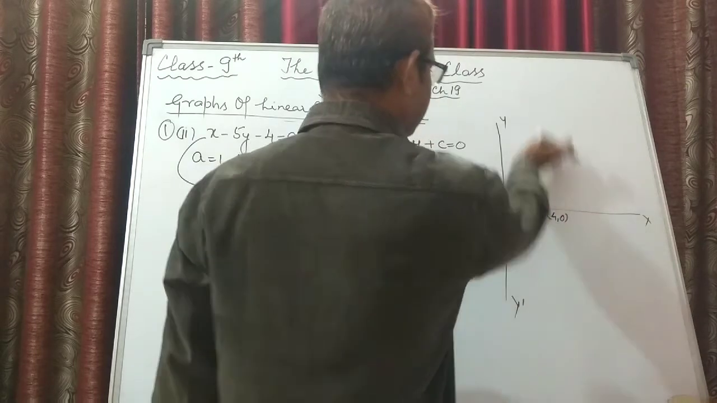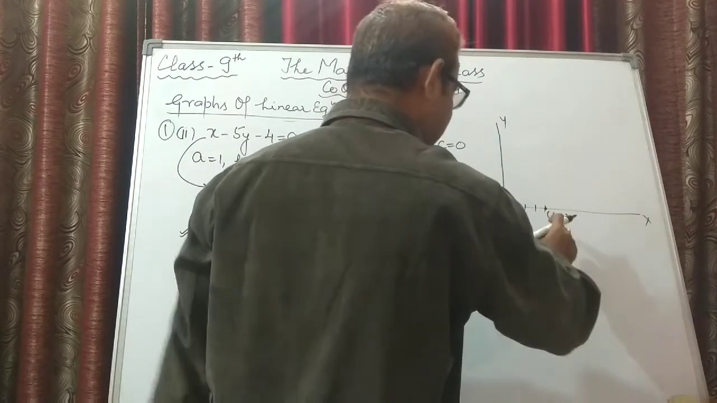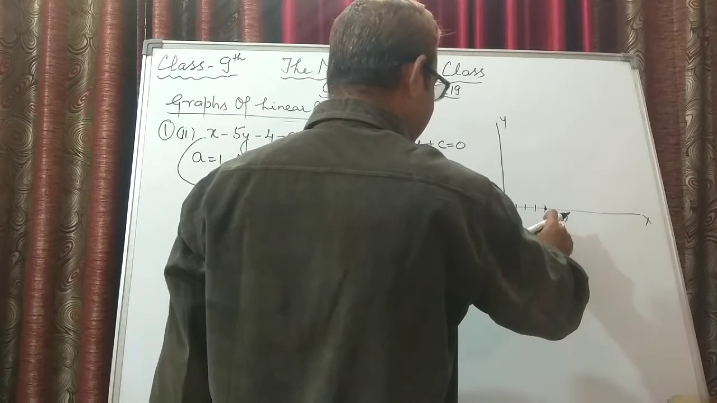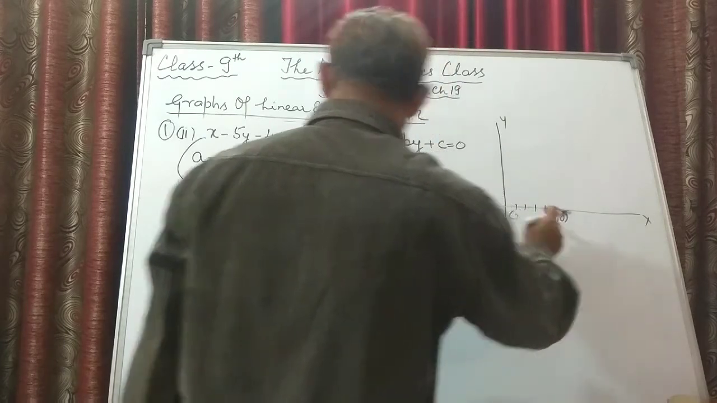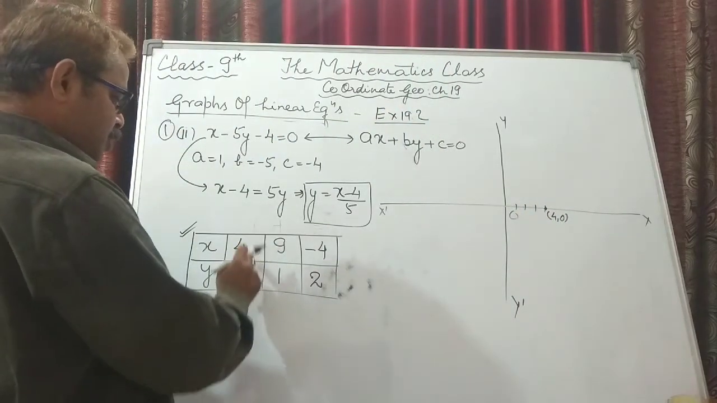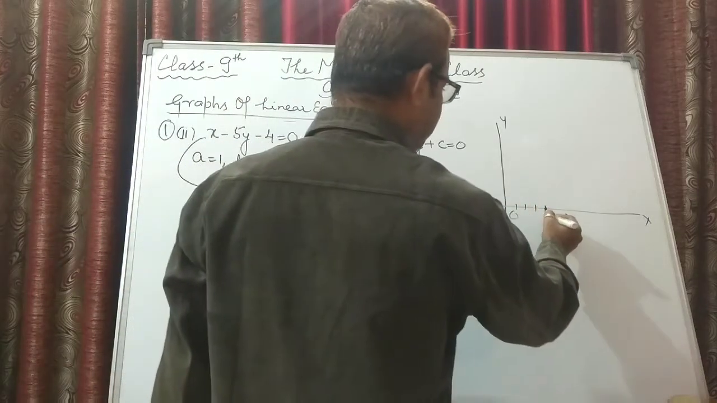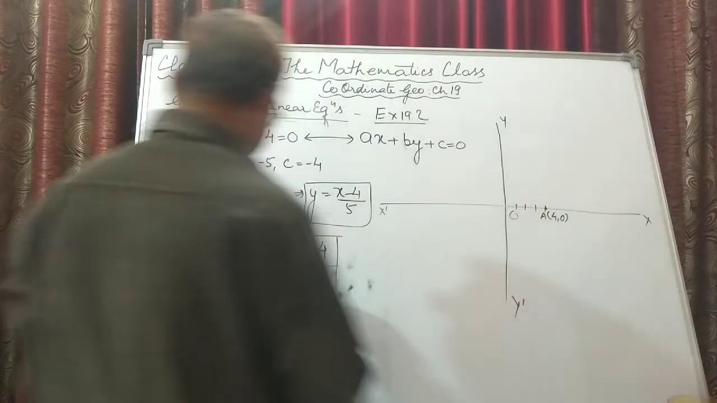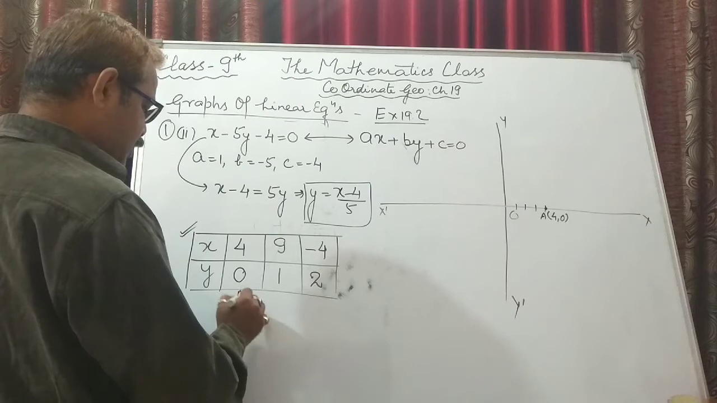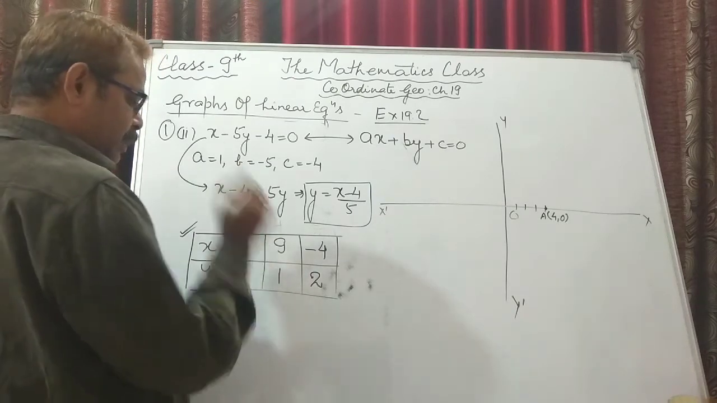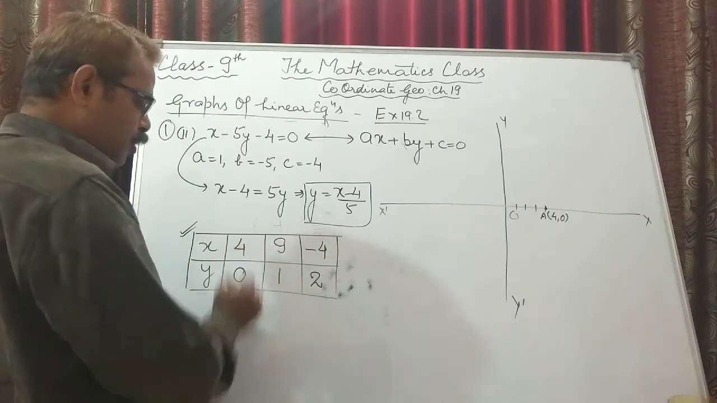0 means y is neither above nor below the x-axis. So y is 0 and x is 4. 1, 2, 3, 4. Positive 4. So plus 4, 0 can be marked at this point. Let us say this point is A, and I am writing A over here also. This point A is represented on the graph paper by 4, 0.